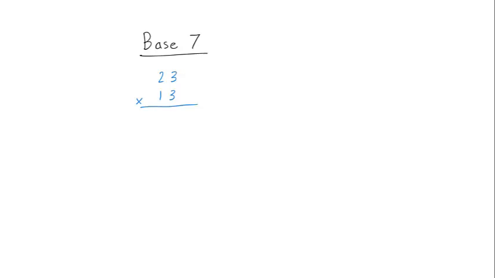In this video, we're going to do some base 7 calculations. In particular, we're going to do 23 multiplied by 13. So we'll start with the rightmost column, 3 times 3, which is 9, and in base 7 we can represent that as 7 plus 2.